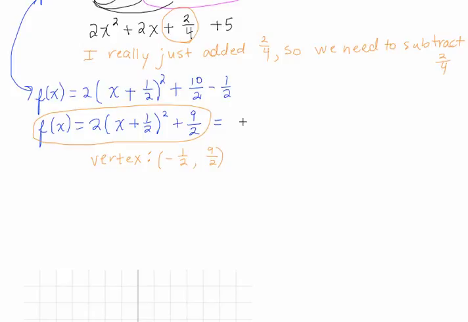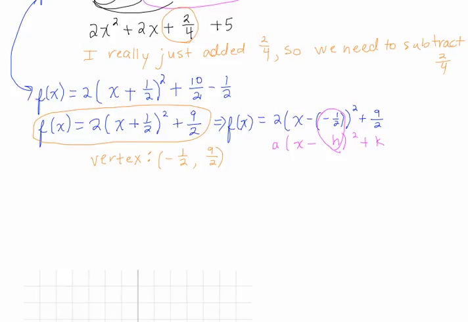In case you're a little confused on where that negative came from on the 1/2, you could write this as 2 times x minus negative 1/2 all squared plus 9/2. If you write it like this, it becomes a little more clear that this is the a times x minus h squared plus k. So h is equivalent to that negative 1/2 because we have a minus and a minus here that we're comparing to. Okay, so that's it for the vertex.